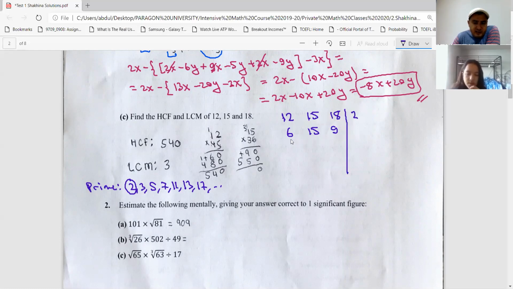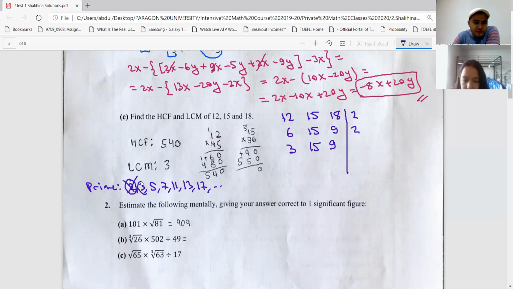Here, can I still divide by 2? Yes, because this number is divisible by 2. Divide by 2, divide by 2, there's 3. Can I divide 15 by 2? No, just write itself. 9 by 2? No, it is itself. So is any of these numbers divisible by 2? No. Okay, this 2 is gone now. We have nothing to do with 2.